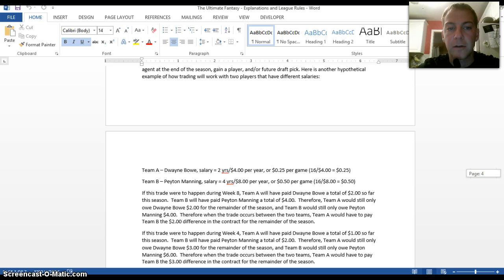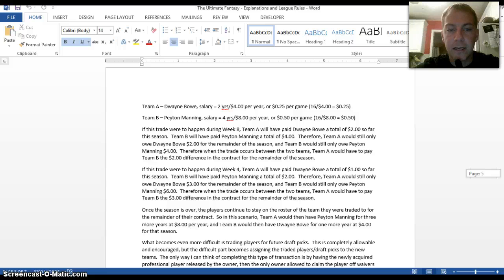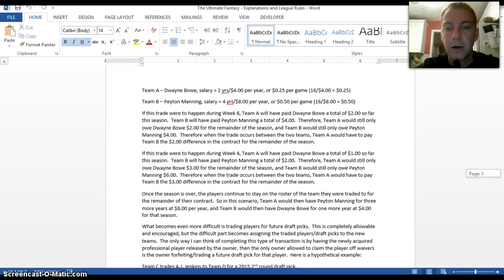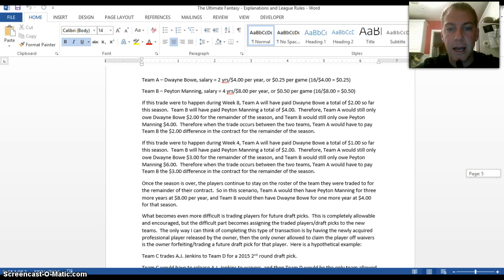Here's a hypothetical example of how trading will work with two players that have different salaries. So let's say Team A wants to trade Dwayne Bowe, and his salary, as you can see, is 2 years, $4 per year, or 25 cents per game because 4 divided by 16 equals 25 cents. Team B, for some stupid reason, is going to trade Peyton Manning for Dwayne Bowe. Peyton Manning's salary hypothetically is 4 years, $8 per year, or 50 cents per game.